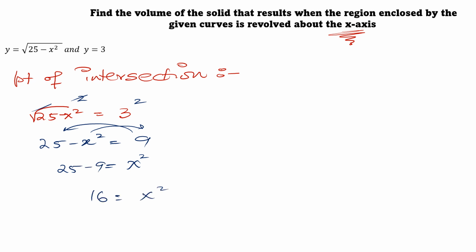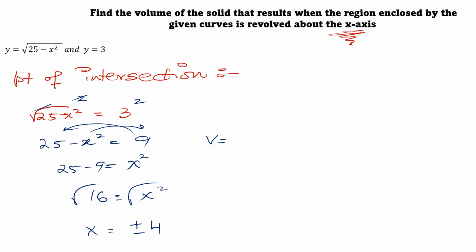Since it is power 2, I will take the square root on both sides, and I know that when I take the square root of any function, I get a positive and a negative answer. So my points of intersection are plus 4 and negative 4. Now I will write my equation and I will solve for volume.